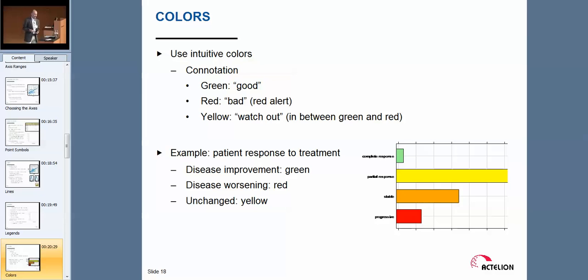Okay, so colors can be used if it makes sense, if it helps really focusing on the data, interpreting the data. And that's an example here. Complete responders, green, partial response, yellow, stable disease, orange, and progressive disease, red.